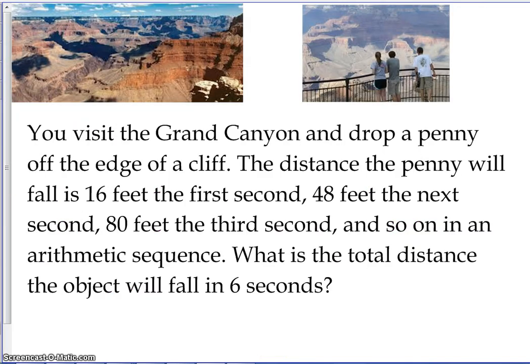So we start with the problem here. You visit the Grand Canyon and you drop a penny off the edge of a cliff. The distance the penny will fall is 16 feet in the first second and 48 feet in just that second. So it's not 48 feet total by the second, but 48 feet in the second, 80 feet in the third second, and so on in an arithmetic sequence. What is the total distance the object will fall in 6 seconds?